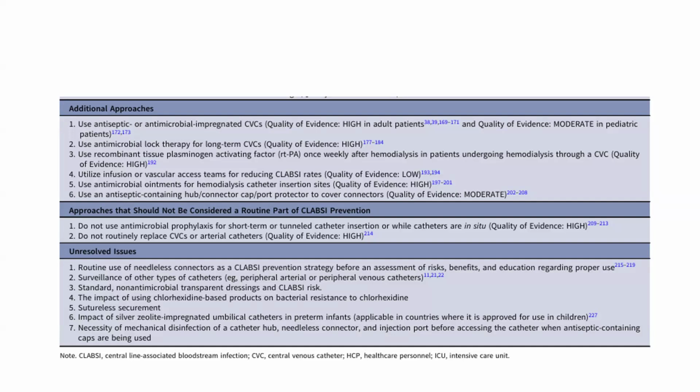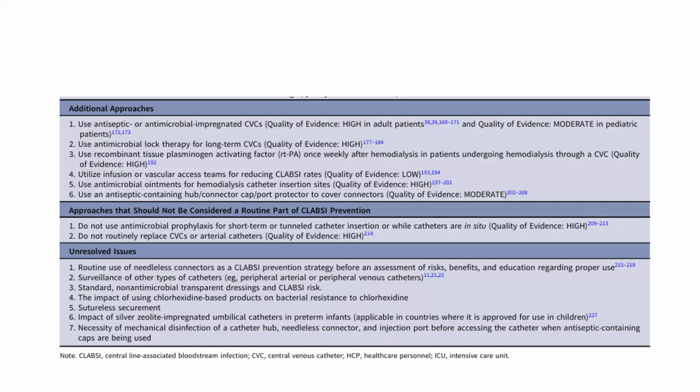Do not use antimicrobial prophylaxis for short-term or tunneled catheter insertion or while the catheter is in situ. Do not routinely replace CVC or arterial catheters. Then unresolved issues: routine use of needleless connectors as a CLABSI prevention strategy before assessment of risk, benefit, and education regarding proper use. Surveillance of other types of catheters.